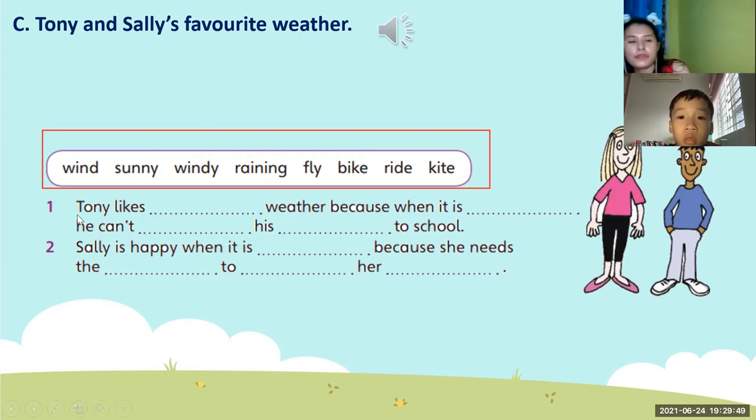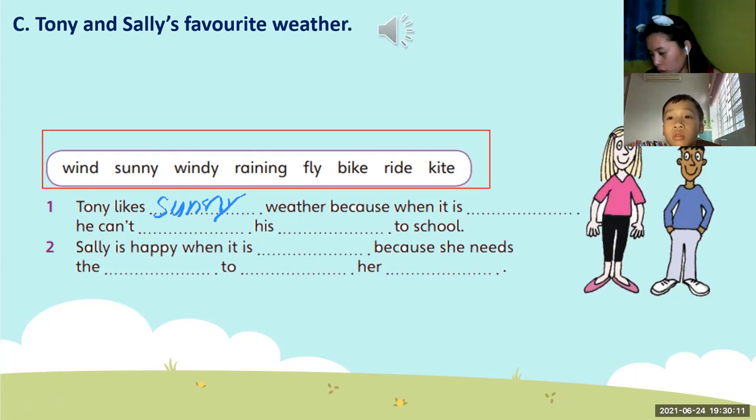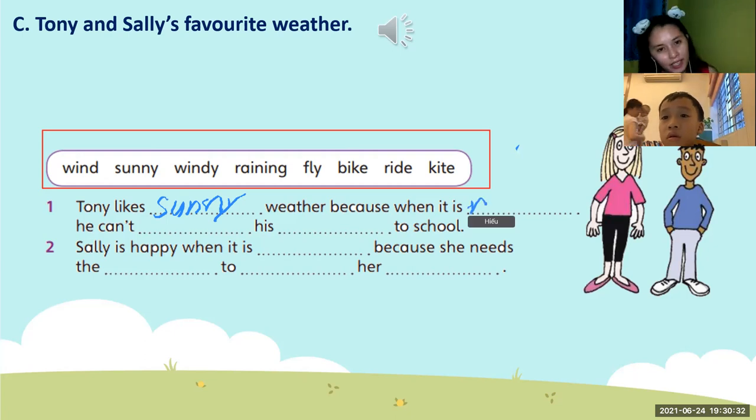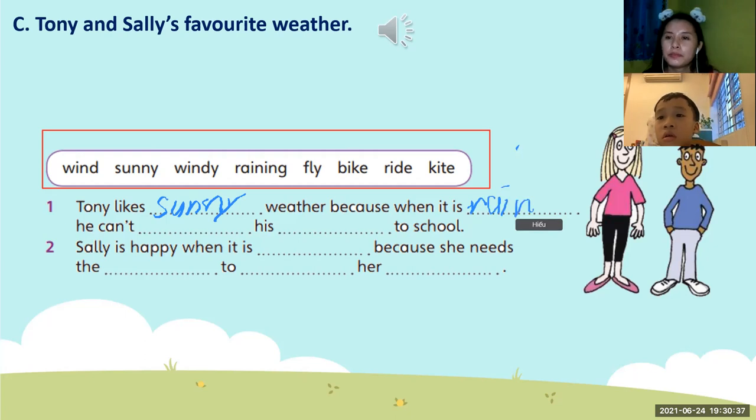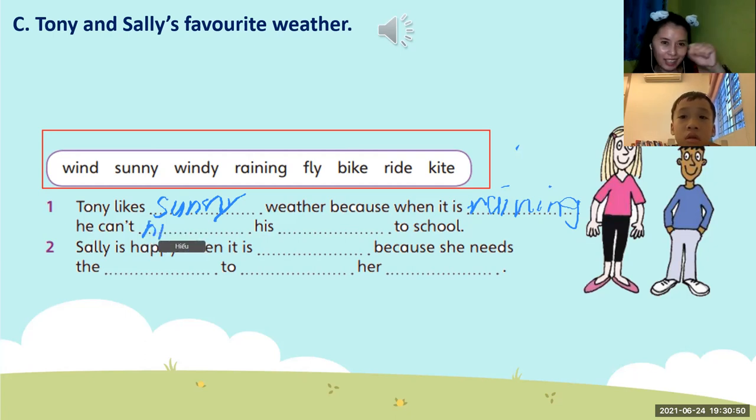Okay, so what do you think is your answer? Tony likes blank weather. Sunny. Oh, sunny. Can you write it there on the blank? Okay, you can use the text too. Tony likes sunny weather because when it is raining, he can blank his blank to school.